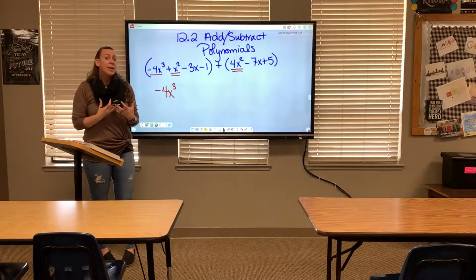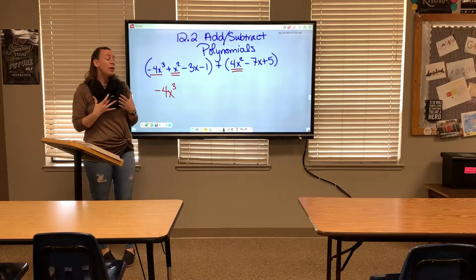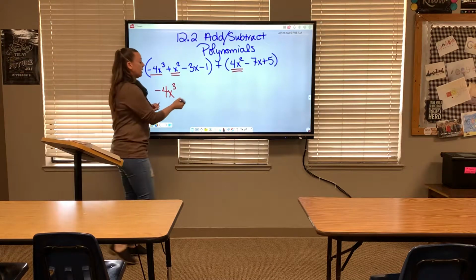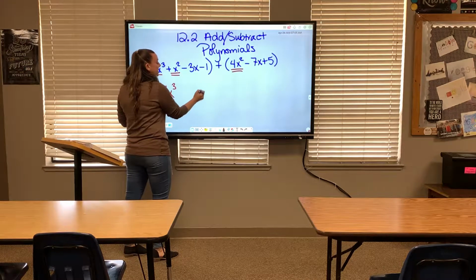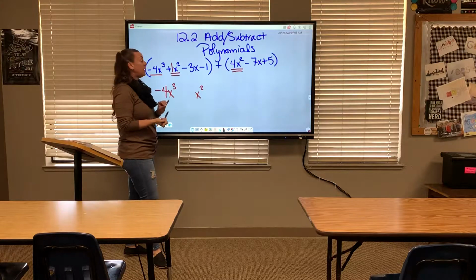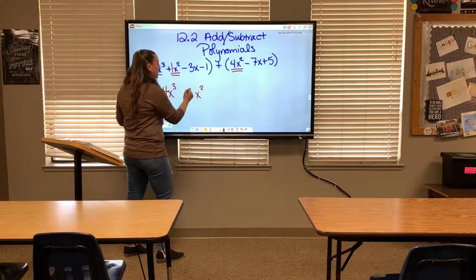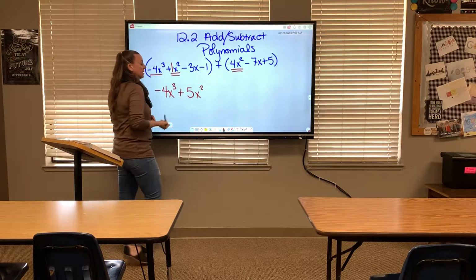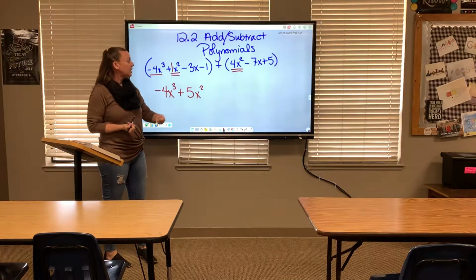And when I add them, I just combine the coefficients. I leave the x squared, I leave the variable as it is, and then I look at this. If I don't have something there, I pretend like there's a 1. So there's a 1 plus 4 is 5, and that's a positive 5. So I'm adding 5x squared.